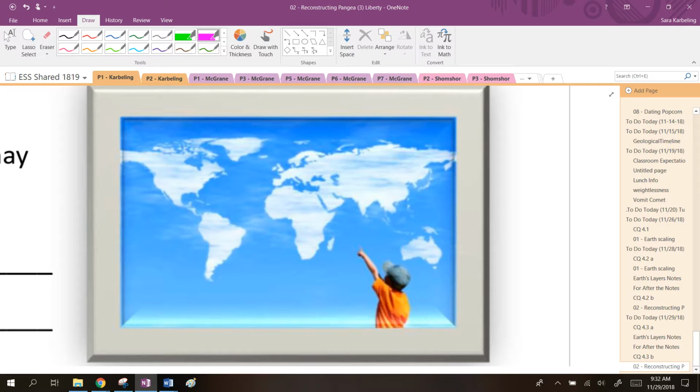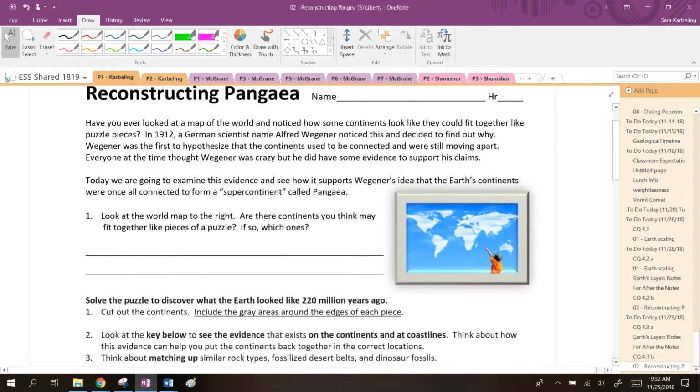What did you guys say? Share some ideas with me. What did you say? Yeah. So we saw that, of course, South America and Africa. So let's be a little more specific here. So we're saying that the east side or the eastern coast of South America and the western coast of Africa kind of fit together, right? This piece here and that piece here, that's what you're talking about? Okay.